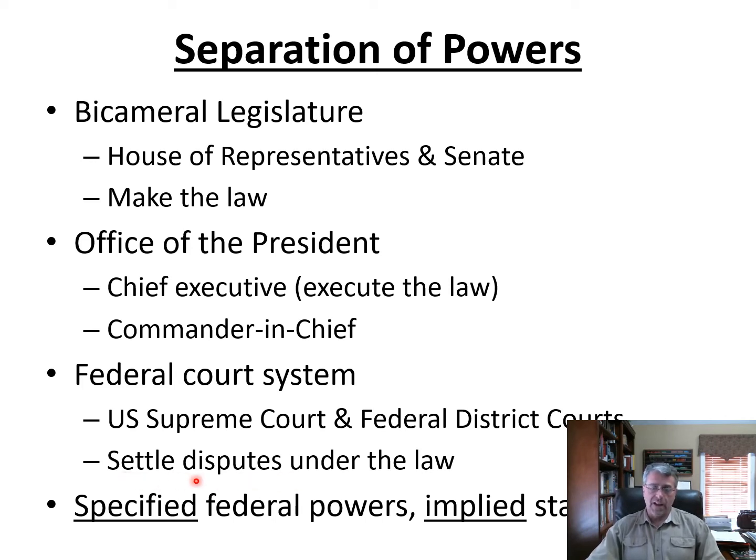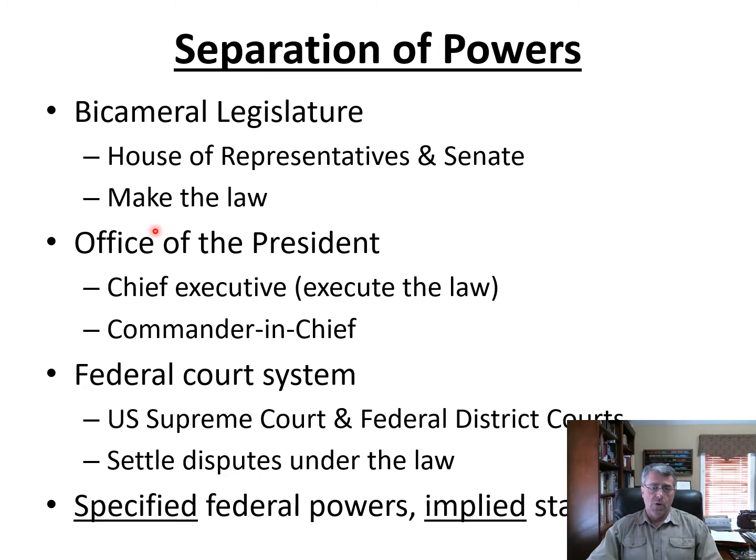So by settling a dispute under the law, the Supreme Court will inadvertently assume the duty of interpreting the law. So as far as when the Constitution is unclear on a specific point, the Supreme Court will have the final word in interpreting that piece of the Constitution, and that'll be more firmly established later on with some Supreme Court cases, and we'll talk about that in the coming weeks.